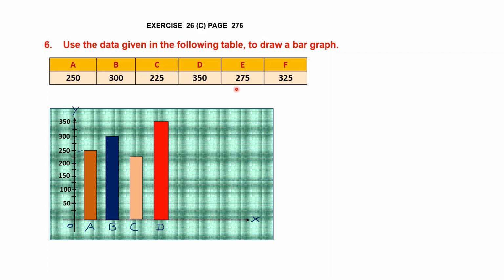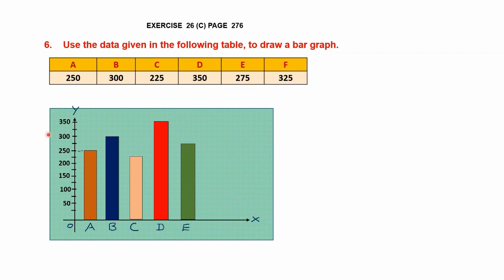Now, E is 275. Where will we find that? So there is 250 here, 300 here. In between you have 275. So your bar should be in line with 275. So that's our next bar, bar E. This is for E. So E is 275, and the last one is 325.